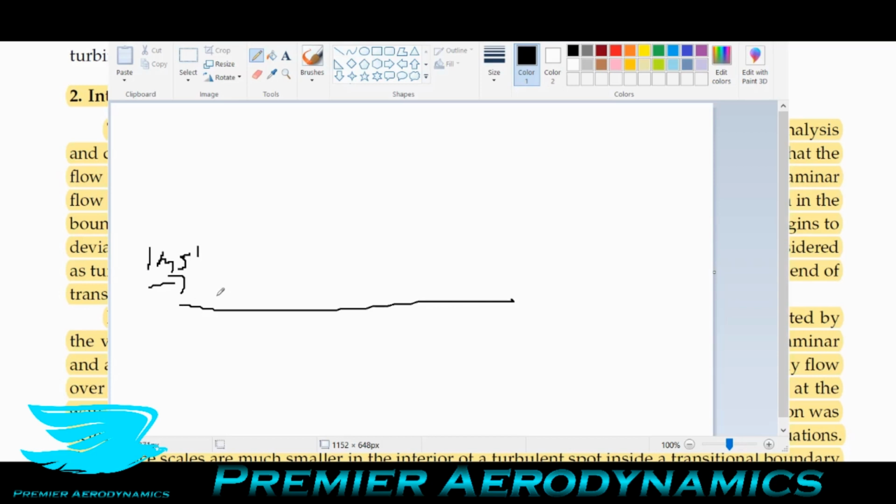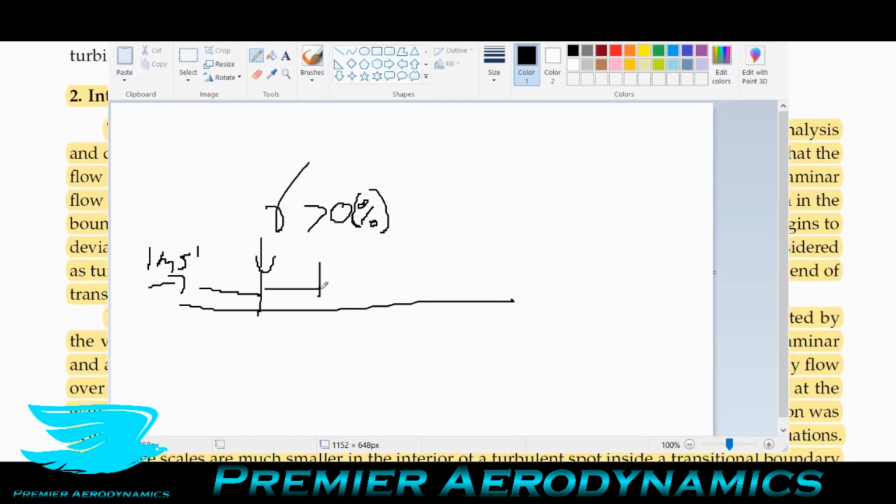And at this point, we start to get some sort of turbulence forming. The boundary layer hasn't transitioned yet, but we're starting to get a little bit of turbulence. Here, we say that the intermittency, which is often denoted by gamma, is now greater than 0, or 0%, depending on how you want to express it. Then we go downstream a little bit further.